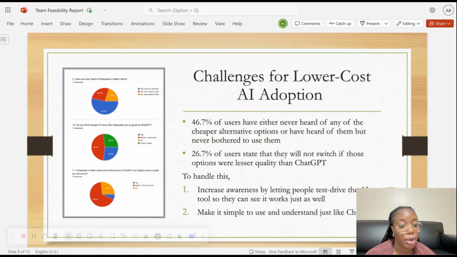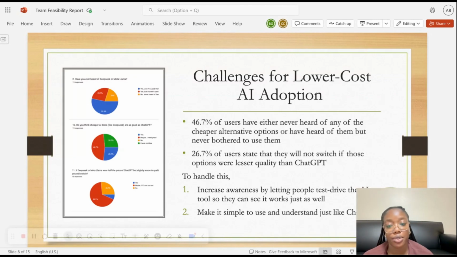So, how can the cheaper AI tools compete? Well, there are currently two problems. Number one is most people have never heard of the alternatives or the cheaper AI tools, and for those who have heard about them, they haven't used them before. The other problem is 66% of the population said they would reject any tool that had a poor quality, even though it was cheaper to use.